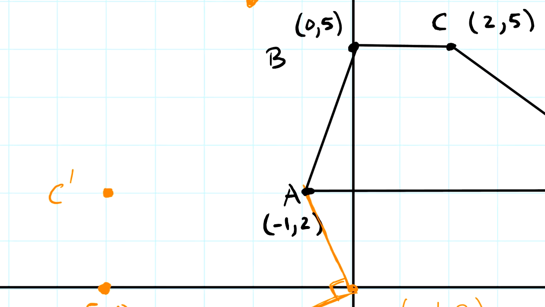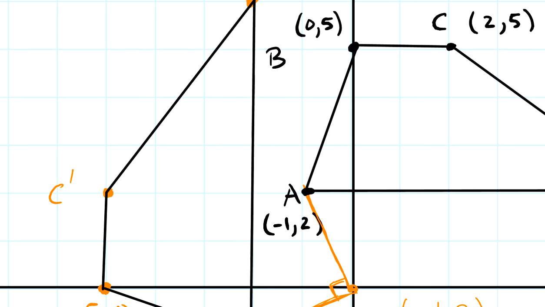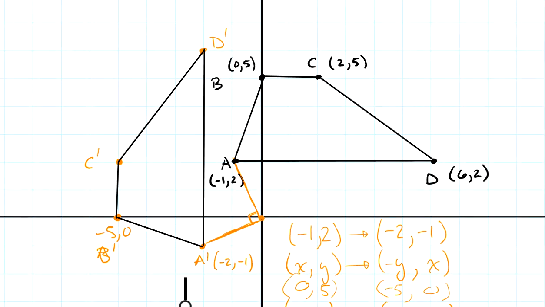So I'm going to connect first A. Oops, I wanted to grab the straight line tool. I'm going to connect A to B prime, and then I'm going to go B prime to C prime, and then C prime to D prime, and then I'm going to go from D prime back down to A prime. And you can see the effect is quite amazing.